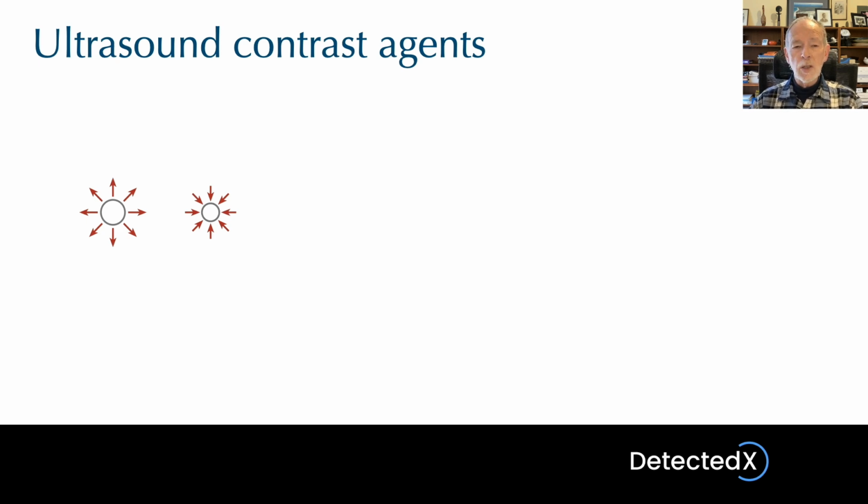The expansion and contraction of the gas bubbles is asymmetrical, and this means the echoes coming back from gas bubbles are distorted. And so that's what I'm showing here in the center of the slide, that we have an undistorted transmit pulse hitting a gas bubble, a distorted echo returns to the probe. So contrast agents are ideally suited for use with harmonic imaging.